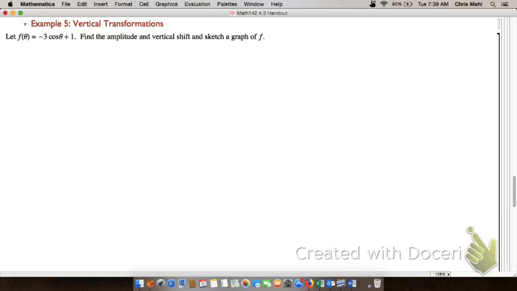Okay, so let's go ahead and do an example of a vertical transformation. So we're going to graph negative 3 cosine theta plus 1. Notice there's nothing being multiplied by or added to the theta, so we are not going to have any horizontal transformations, meaning the fundamental cycle is going to start in the same place and have the same period. It's just the maximum and minimum values change as well as the middle value itself. So first the amplitude.